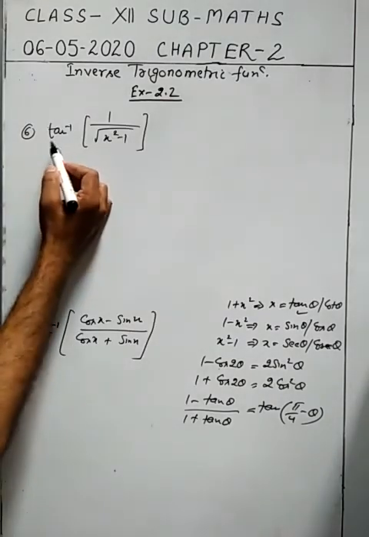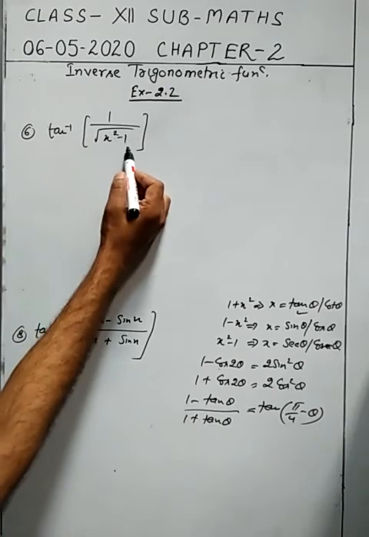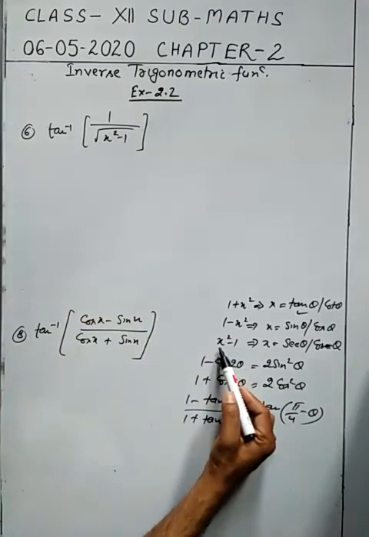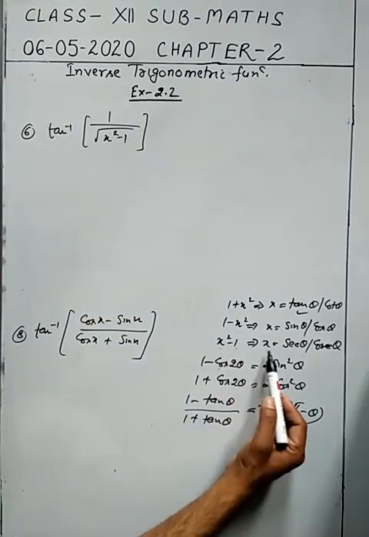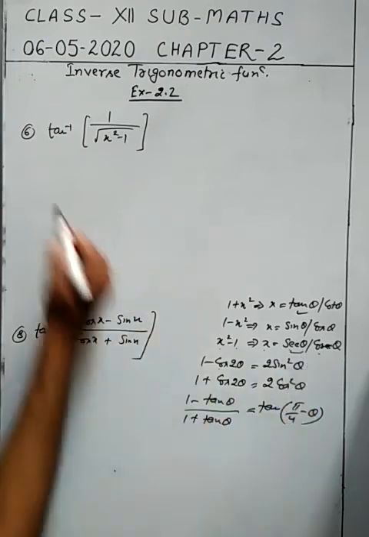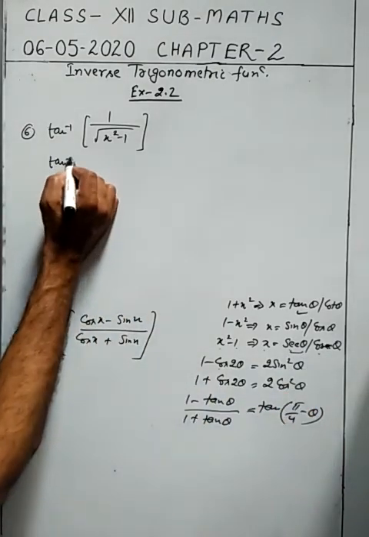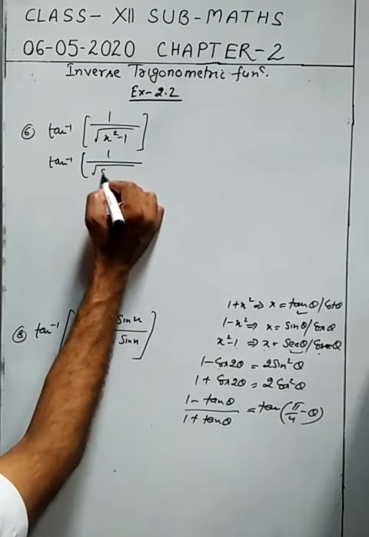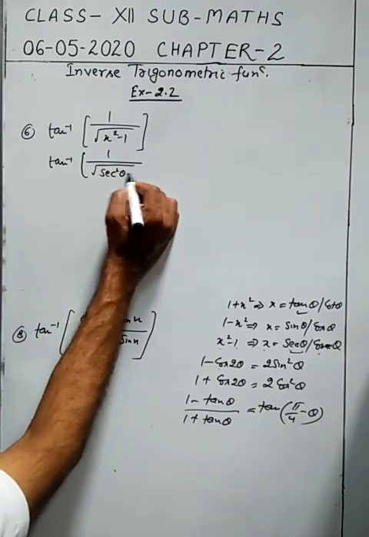Now in question number 6, tan inverse 1 upon under root x square minus 1. We have to evaluate this. Here x square minus 1, we know that when there is x square minus 1, you have to put x equal to sec theta or cosec theta. I am putting normally sec theta. So this is tan inverse 1 upon under root x is sec square theta minus 1.